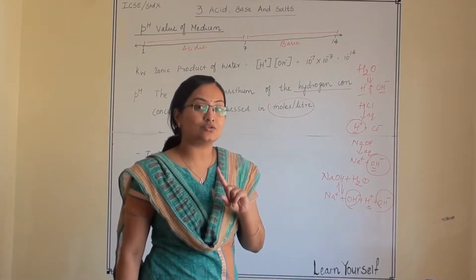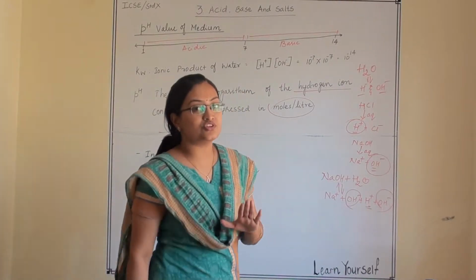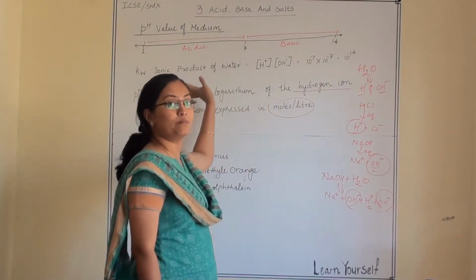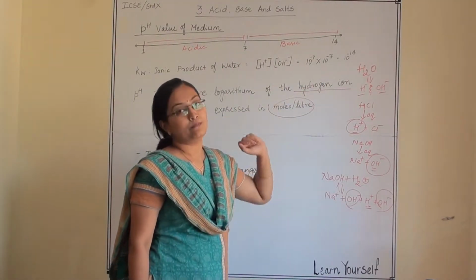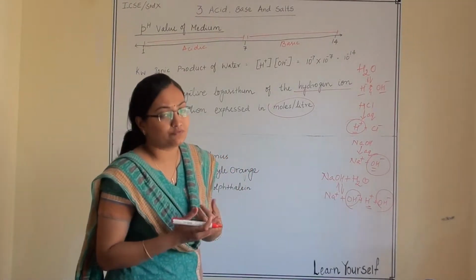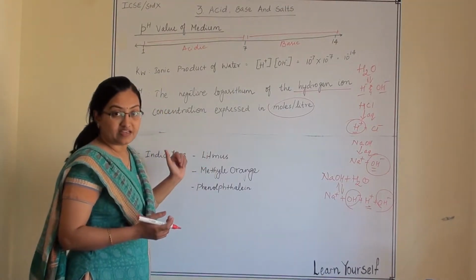So in basic solution also H plus ion will be there, but the concentration is very less. That's why that pH has been shifted from neutral to basic. Now what are the types of indicators we are using? So these are the types of indicators we are using.